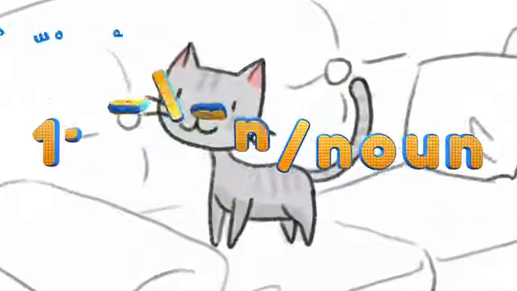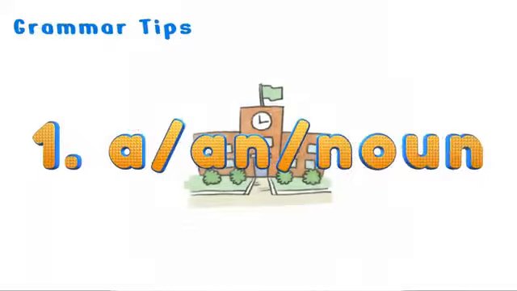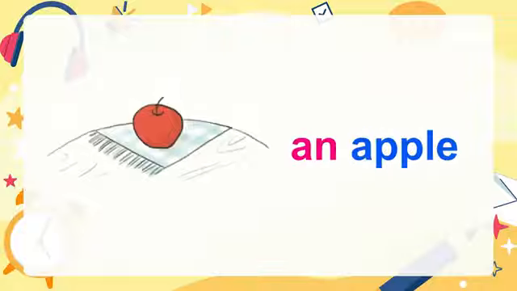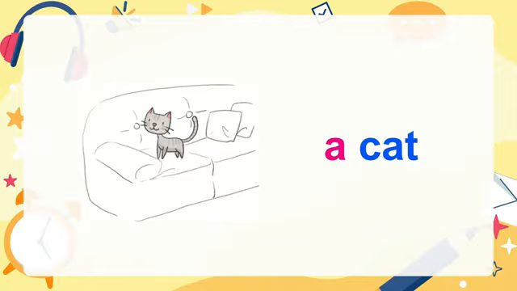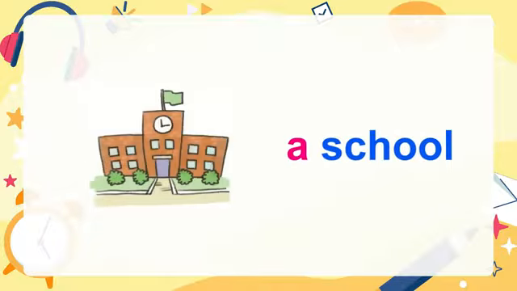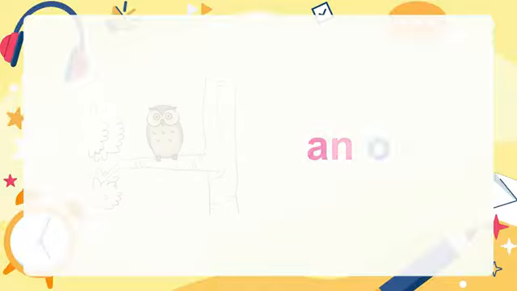Unit 1. A, an, noun. A boy. An apple. A cat. An egg. A school. An owl.